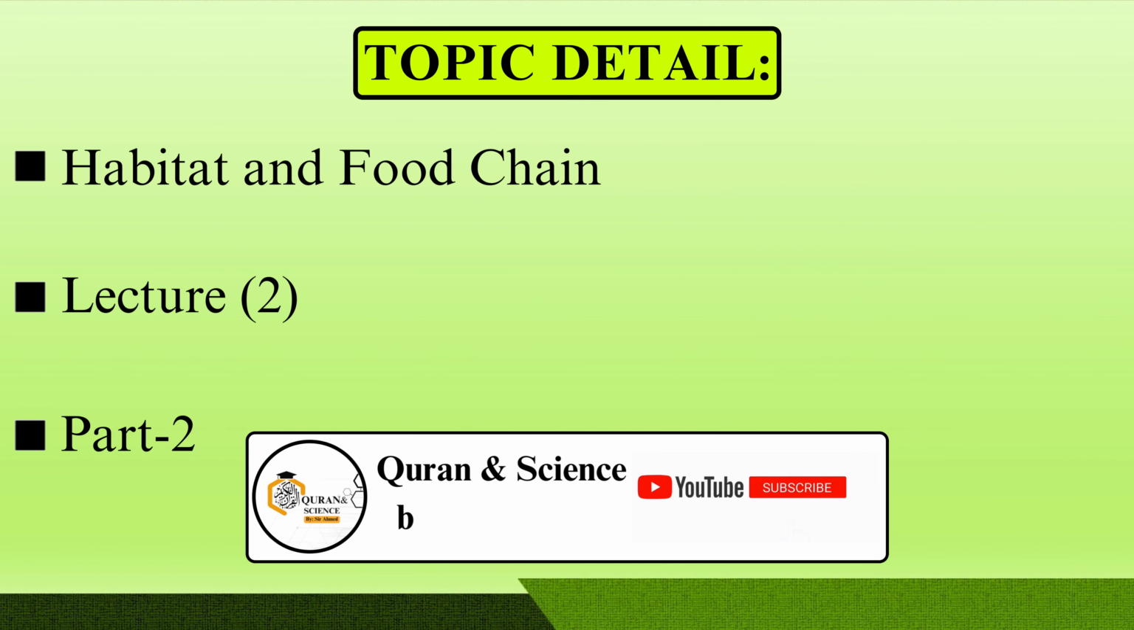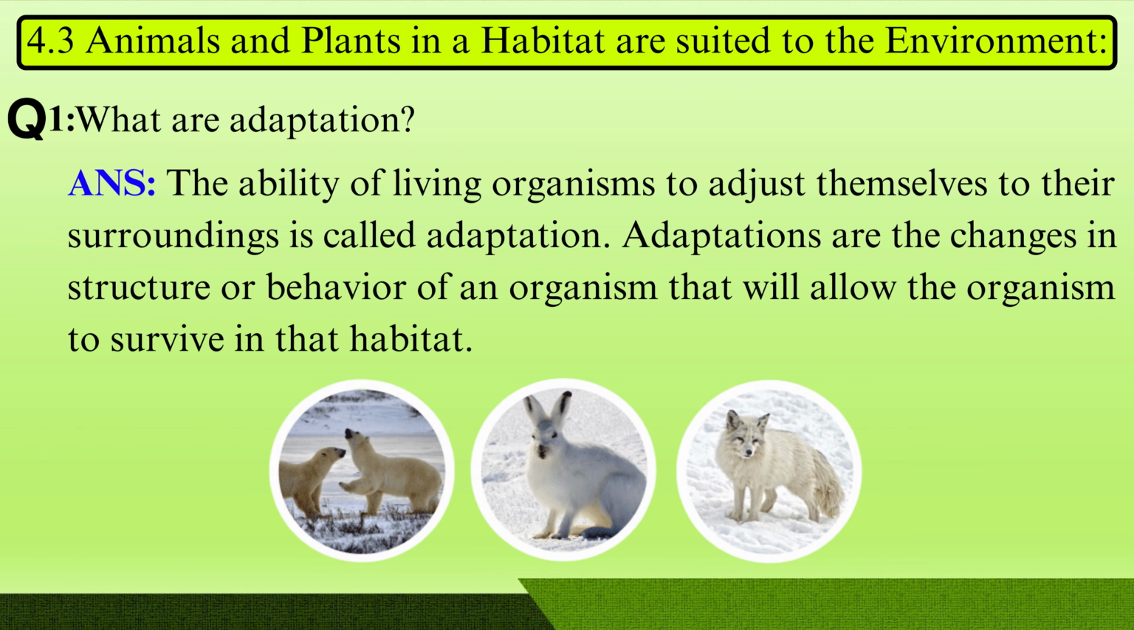Habitat and Food Chain, Lecture 2, Part 2. Now we'll talk about 4.3. Animals and plants in a habitat are suited to their environment. What is adaptation? The ability of living organisms to adjust themselves to their surroundings is called adaptation. Adaptations are the changes in structure or behavior of an organism that will allow the organism to survive in that habitat. Adaptation to low temperature.